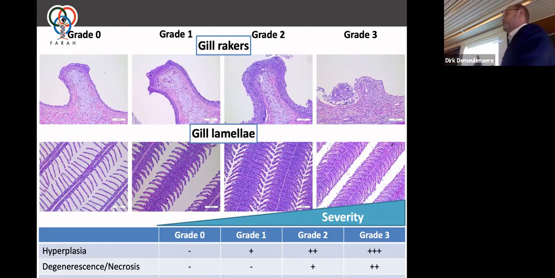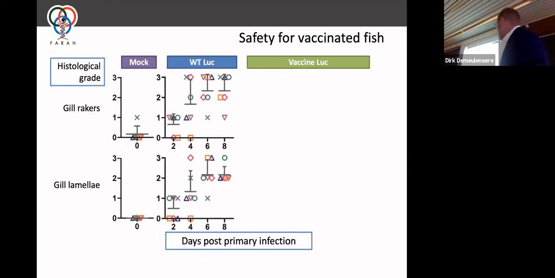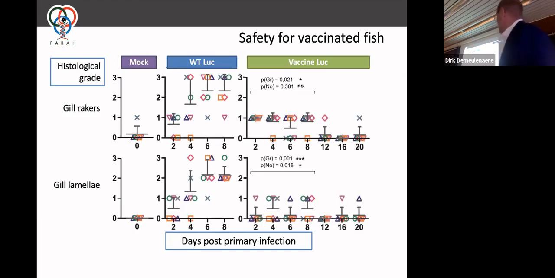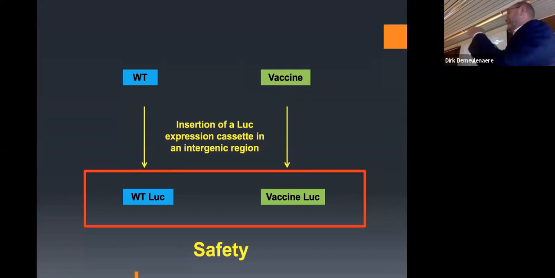So we managed to make statistics out of these anatomopathologic lesions, which are quite obvious. And you see the lamellae here, the fusion. When you are educated to recognize them, it's very easy. And this turned out again to correlate with the data of the IVIS. We observed that the wild type virus was inducing very, very nasty lesions, and the vaccine only grade number 1 and then vanished. So altogether, this qPCR, IVIS, and histology confirmed that our vaccine was safe at the level of the individual.